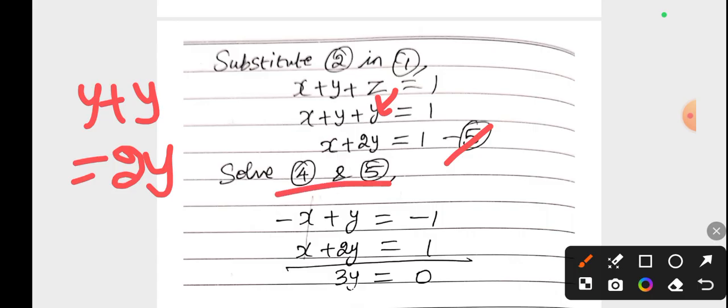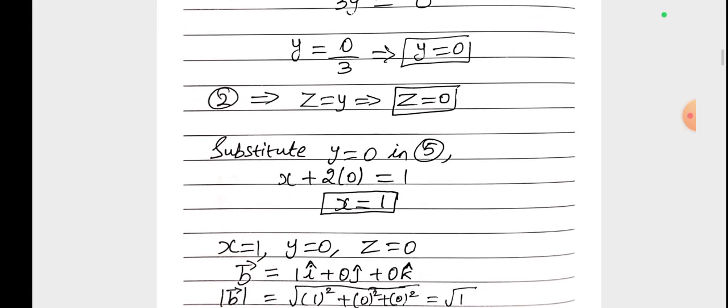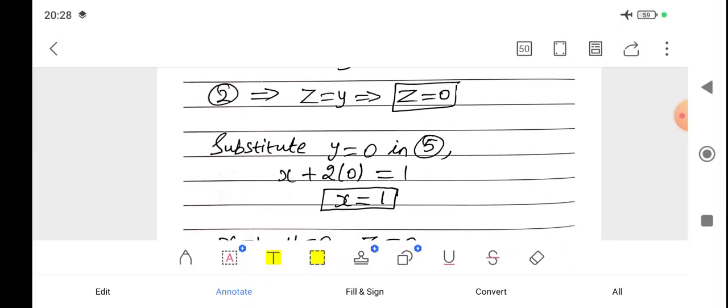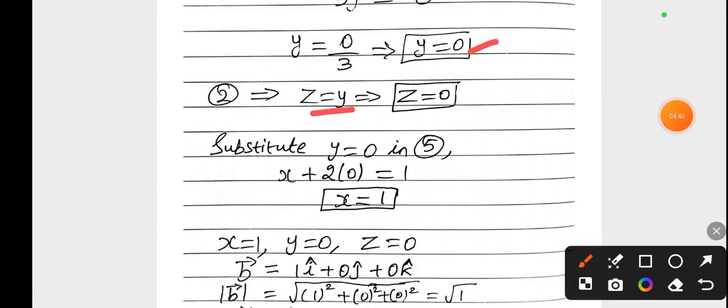Then solve equations 4 and 5. One is minus x plus y equal to minus 1. Another is x plus 2y equal to 1. You know, children, the basic elimination method. Minus x plus x gets cancelled. y plus 2y is 3y. So 3y equal to 0. So y is 0. Z equal to y, so z is also 0.